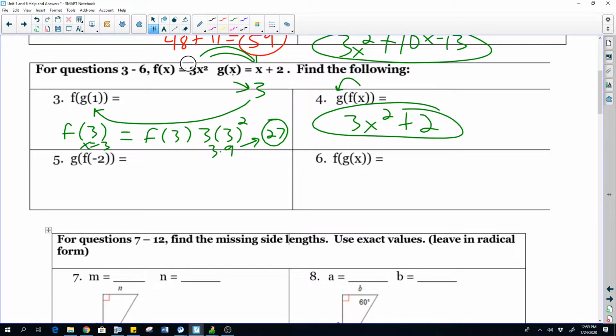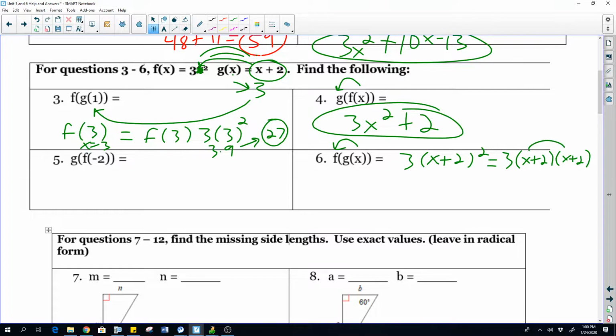And then going the other way around now, a little bit different. So when you're going the other way around, g into f, now you take the whole thing of g and plug it in place of that x there. And so it's going to be 3 times x plus 2 all squared. So then you have to distribute and go ahead and distribute that out. So that's going to be 3 times x plus 2 times x plus 2.